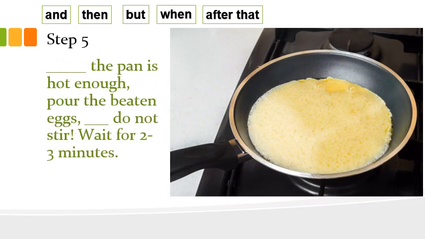Step 5. Blank the pan is hot enough. Pour the beaten eggs. So the person is saying that the pan is hot enough. Pour the beaten eggs. What do you think is the right word here? When is the right word. When the pan is hot enough, pour the beaten eggs.